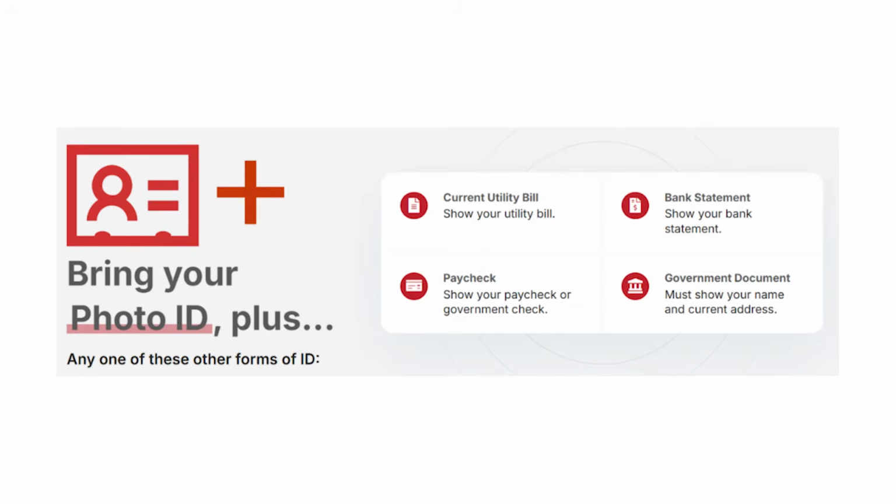If the voter does not have one of the listed photo IDs, they may use any photo ID and a supporting document. The supporting document may be a utility bill, bank statement, paycheck, government check, or other government document with their name and current address.